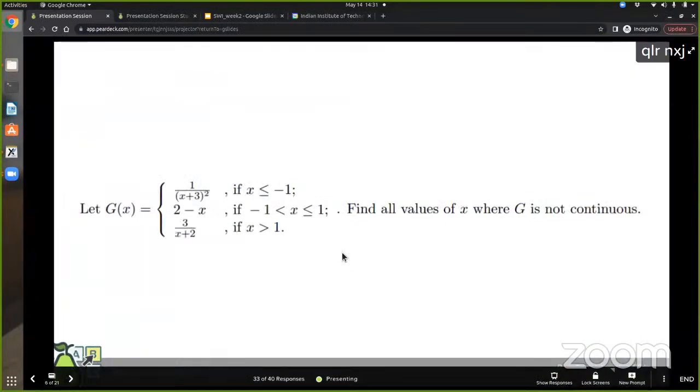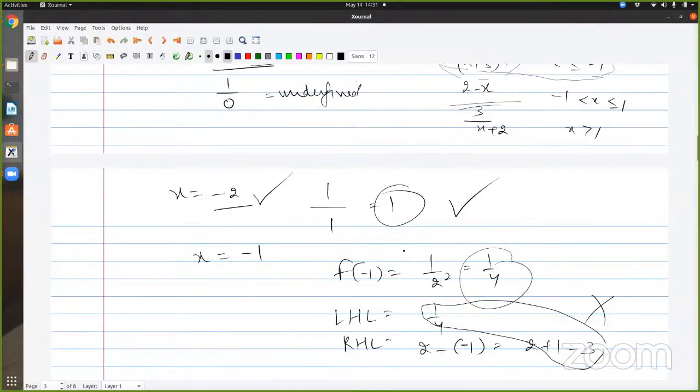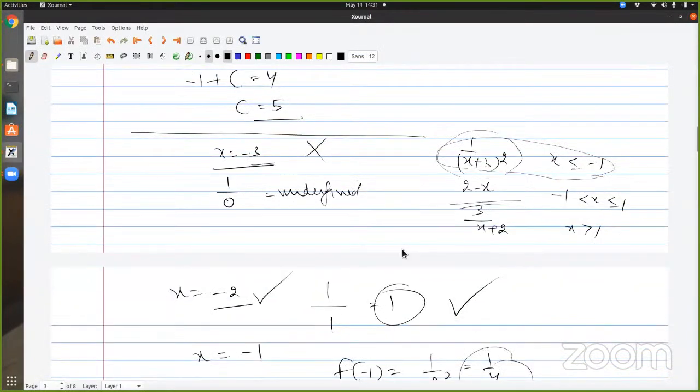Ma'am, how at x equal to -2 is the function continuous? -2 is less than -1, right? So this particular equation will be used: 1 by x plus 3 square. When you put x is equal to -2 in this, what do you get? 1 by 3 minus 2, 1 square. 1 by 1 square, that is 1. Just use this equation. Okay, ma'am. Thank you.